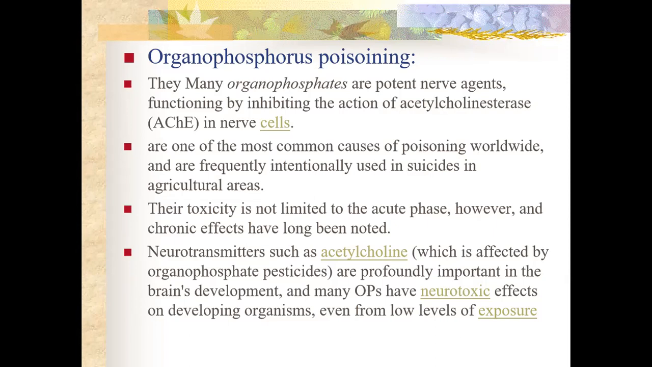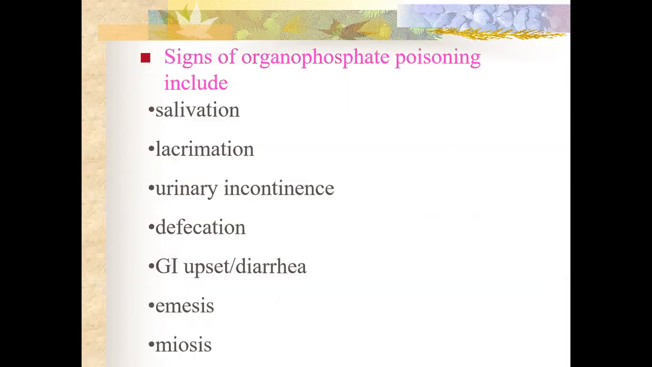There is acute poisoning. These organophosphates are also potent nerve agents, functioning by inhibiting the action of acetylcholinesterase in the nerve cells. They are one of the most common causes of poisoning worldwide, and are frequently used intentionally in suicides in agricultural areas. Their toxicity is not limited to the acute phase, however, and chronic effects have long been noted. Acetylcholine is profoundly important in brain development, and many organophosphorus compounds have neurotoxic effects on developing organisms, even from low levels of exposure.